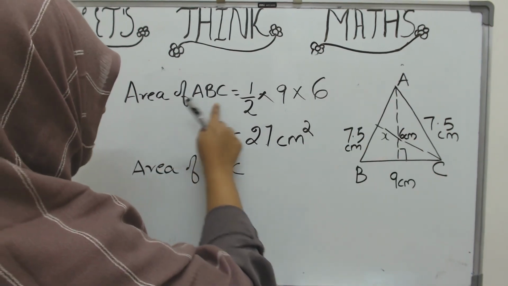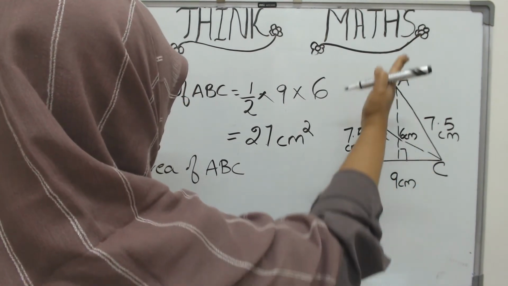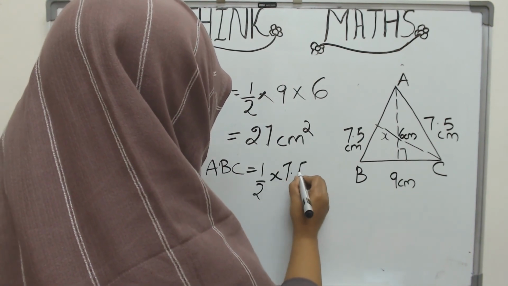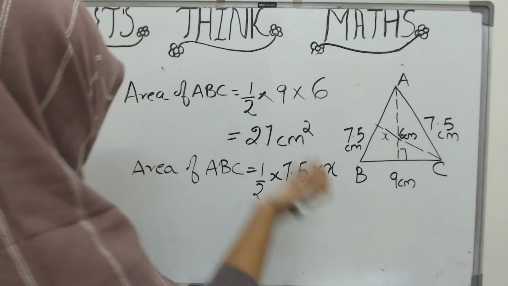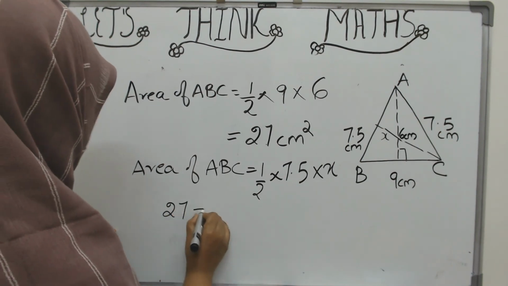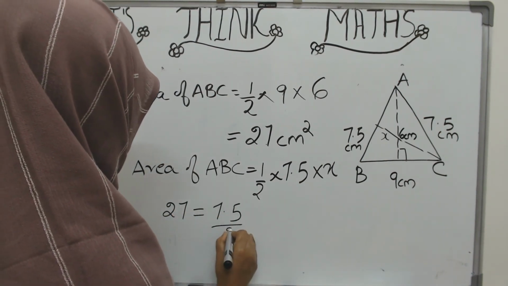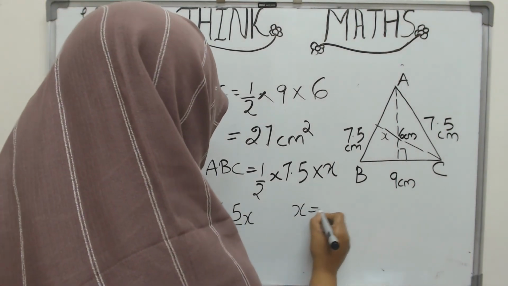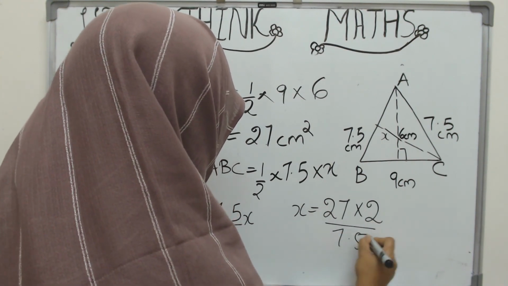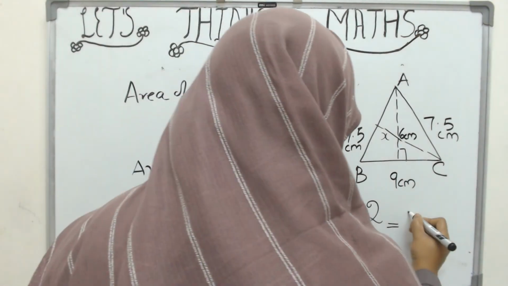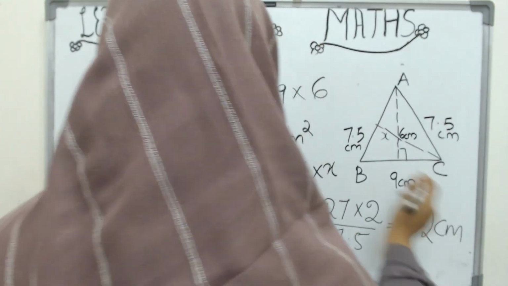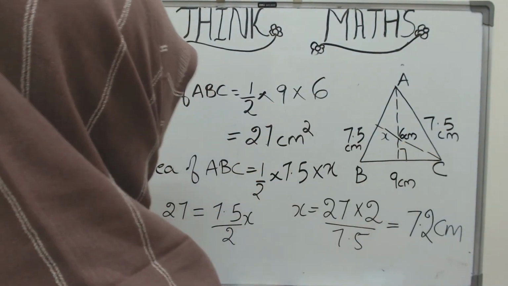So area of ABC is this side, corresponding altitude, or this side, its corresponding altitude, which is half into 7.5. Suppose it is equal to x. But then area is going to be same, right? Whichever way you take it, the area of the triangle is going to be same. So that is 27 is equal to 7.5 by 2 into x. That means x is equal to 27 into 2 by 7.5, and let me find out the answer. And that is equal to 7.2. Do not forget the unit. Each of the areas is centimeter square. The side will be centimeter.